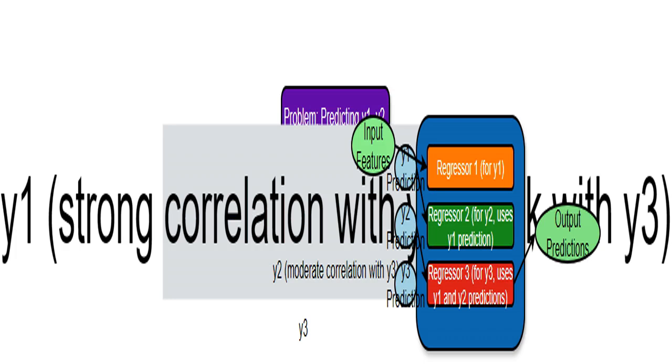This line describes the correlation between our target variables. y1 has a strong relationship with y2, meaning changes in y1 tend to be reflected similarly in y2. However, the relationship between y1 and y3 is much weaker. This information is crucial when we consider the order of variables in the regressor chain.